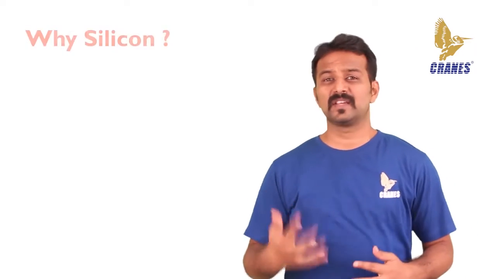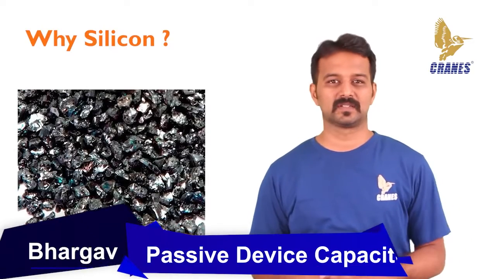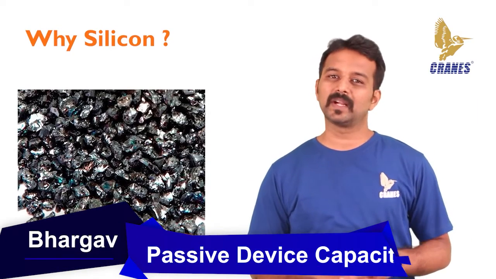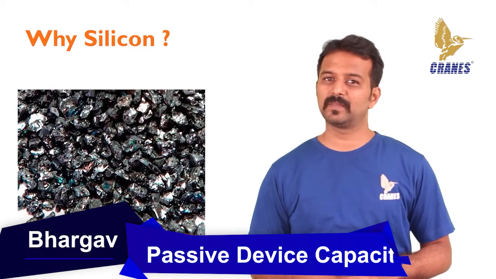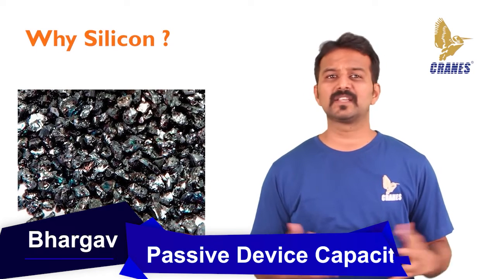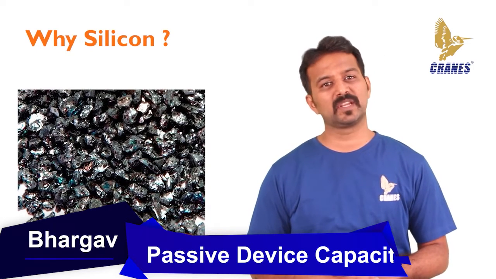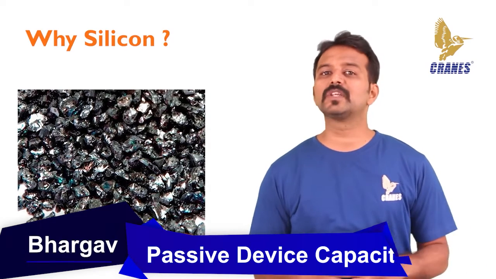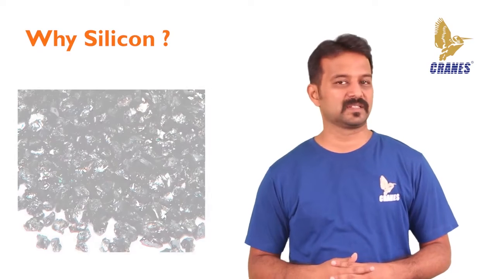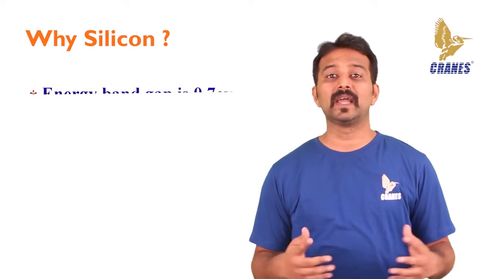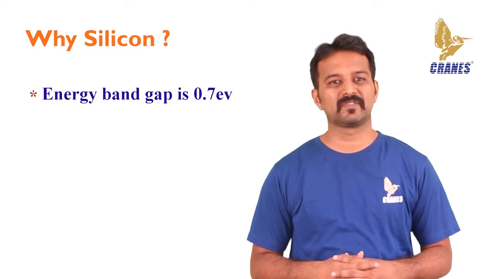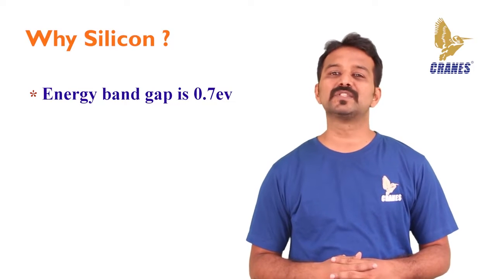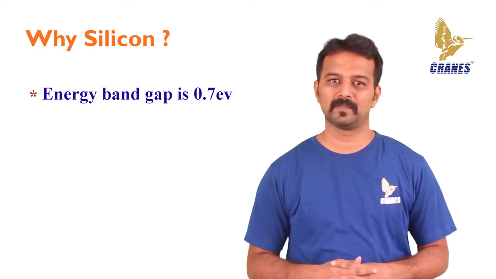Let's look at why silicon is preferred in semiconductors. Among the semiconductor materials like germanium and silicon, the extensively used material for manufacturing various electronic components is silicon. Silicon is preferred over germanium for many reasons, such as the energy band gap is 0.7 electron volt, whereas it is 0.2 electron volt for germanium.